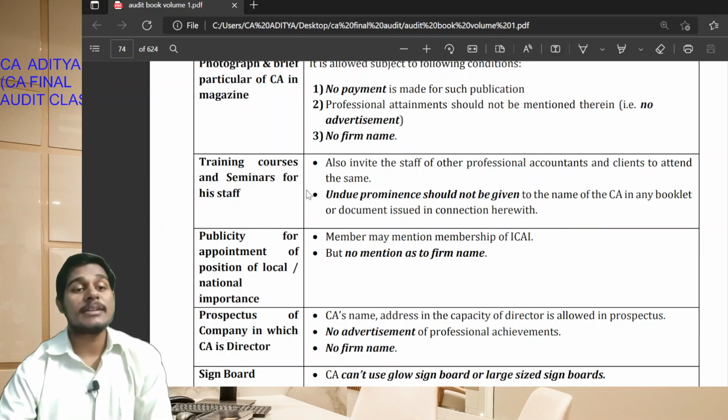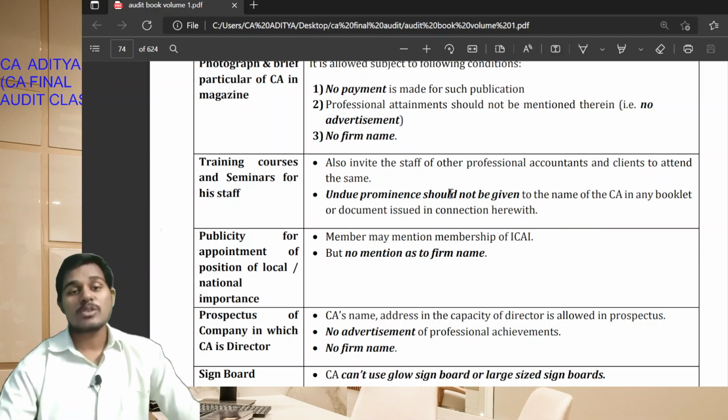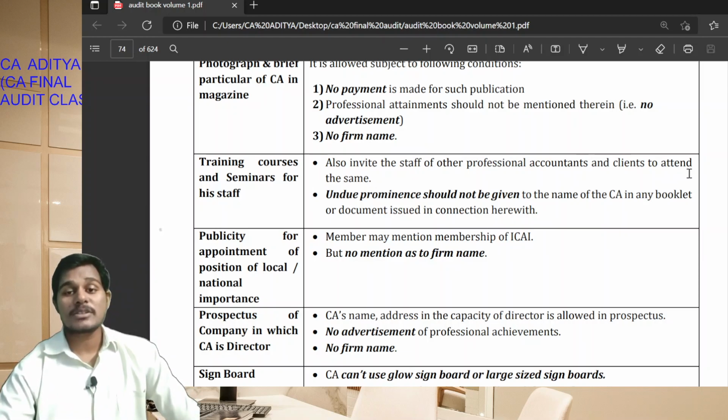Training courses and seminars for key staff, also inviting the staff and other professional works. Undue prominent place should not be given.